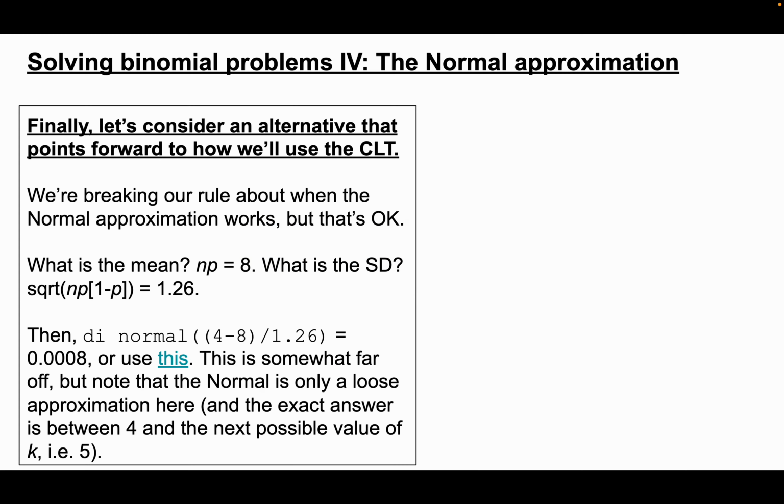So notably, this is fairly different from the answer that we got before, right? Before we said we had about a 0.5% chance. Here we have not even quite a 0.01% chance, or sorry, a 0.1% chance, pardon me. So it's fairly far off, but note that the normal is only a loose approximation here, and the exact answer is less than the next possible value of k, which is 5.